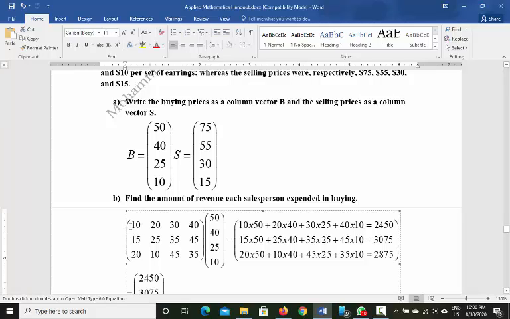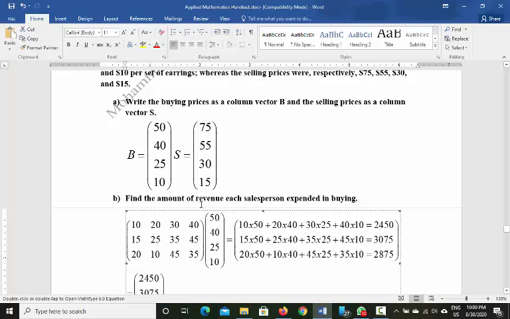The first row represents the first sales guy, the second row represents the second sales guy, and the third row represents the third sales guy. First column represents quantities of watches, second column quantities of rings, third column quantities of necklaces, and the fourth column quantities of earrings. So in the columns we have type of jewelry, and in the rows we have the salesperson 1, 2, 3, right?